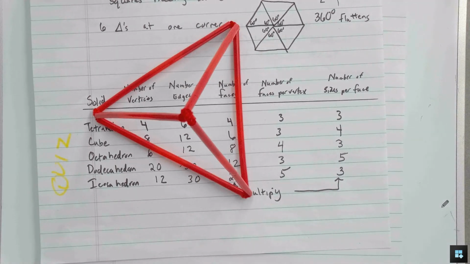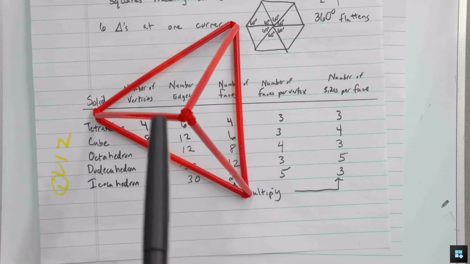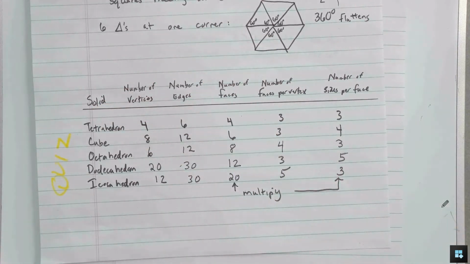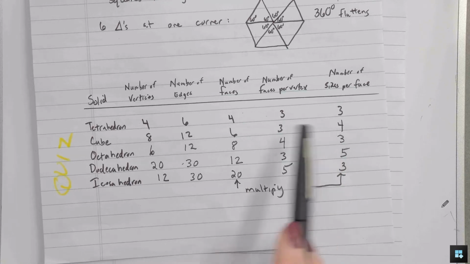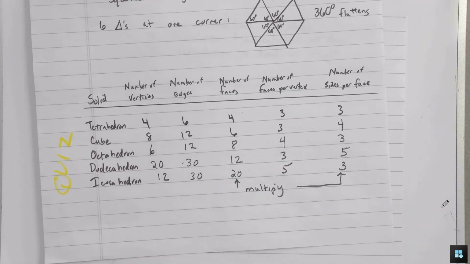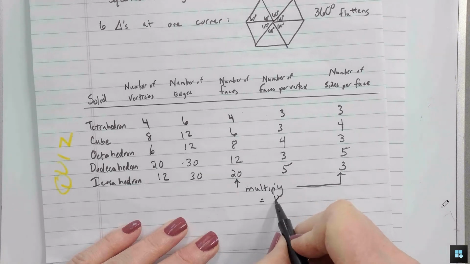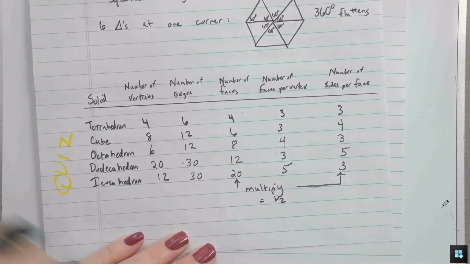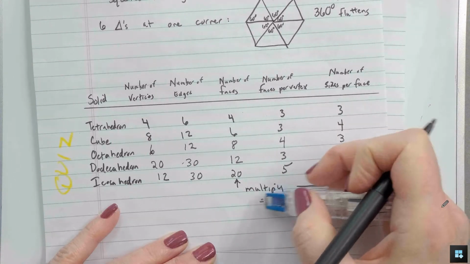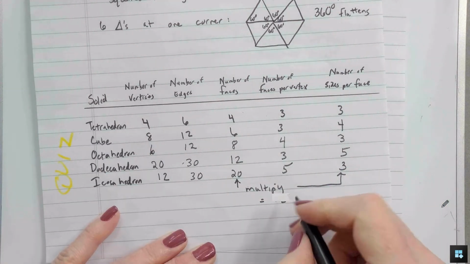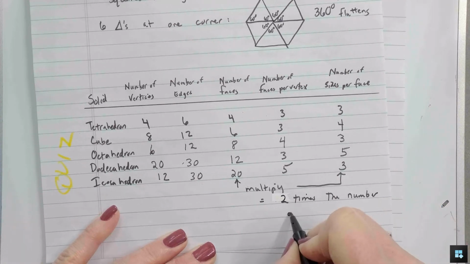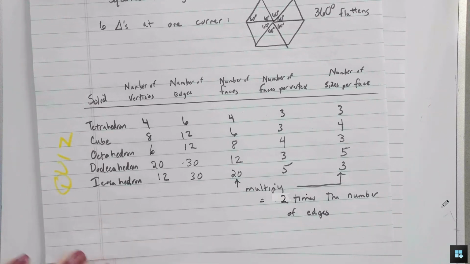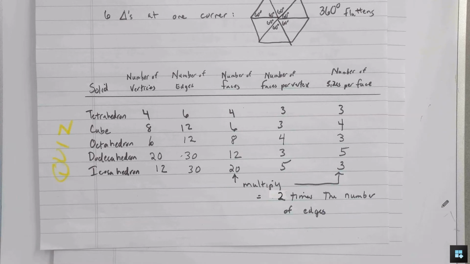Good, very good, because they're sharing edges. Each edge is used on 2 different faces. So instead of getting the 12, 4 times 3 is just half of that, 6. Or 6 times 4 is 24, but half of that is 12. So when we multiply, we actually get 2 times the number of edges. That can help you when you're trying to count if you're not sure you filled out your chart correctly.